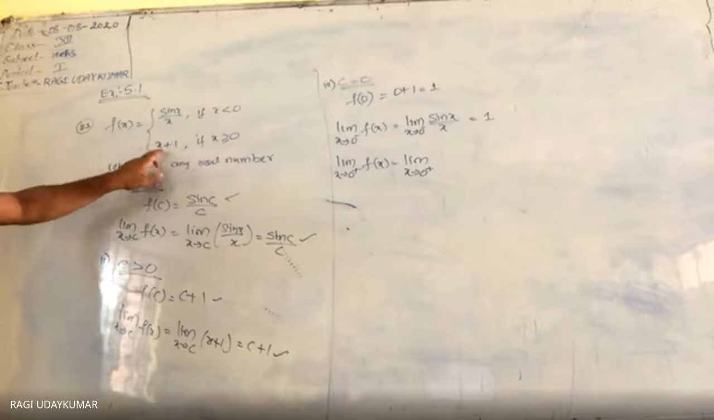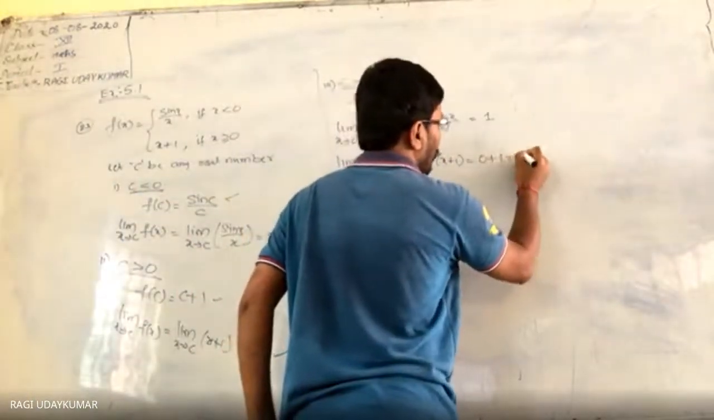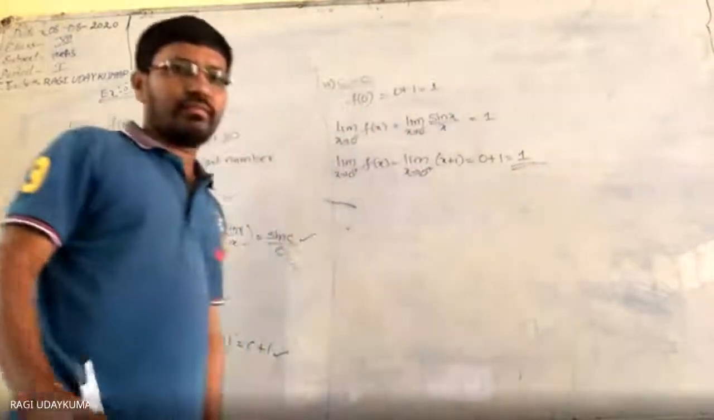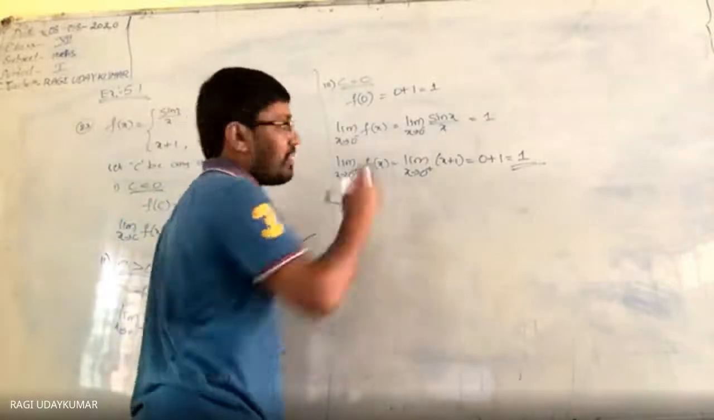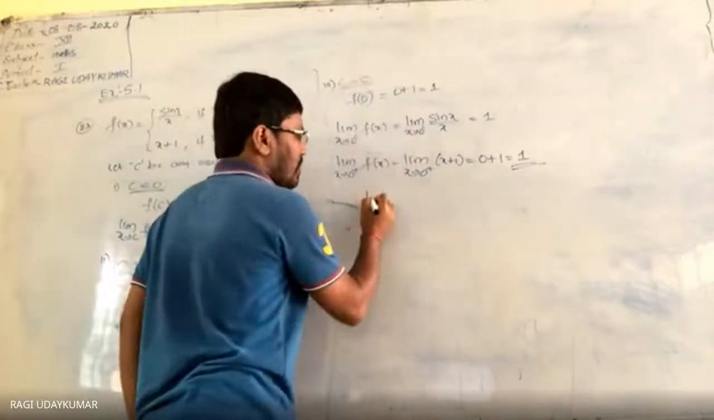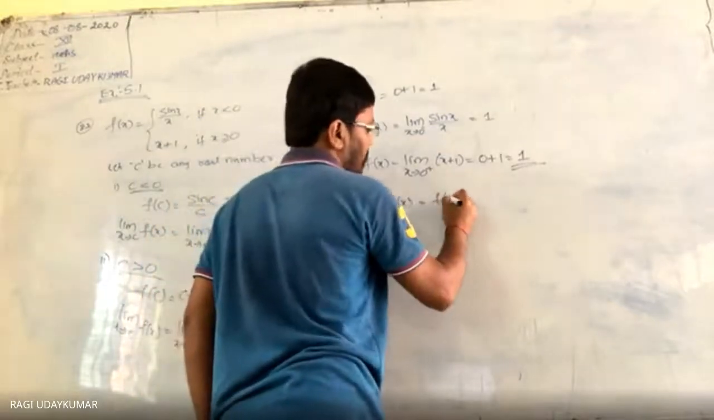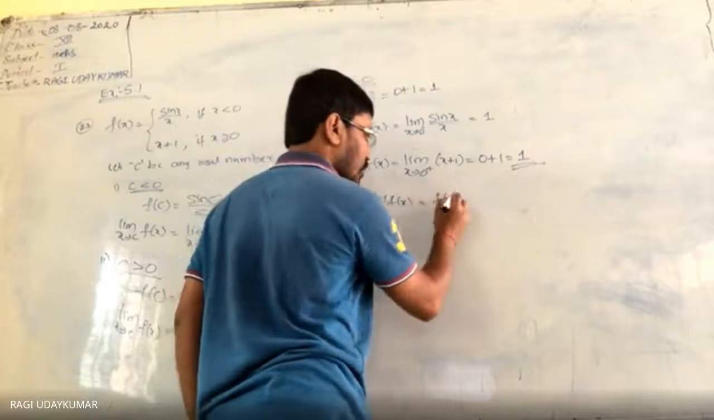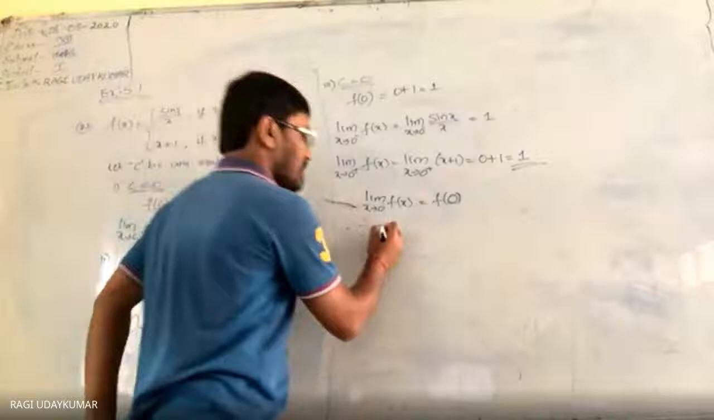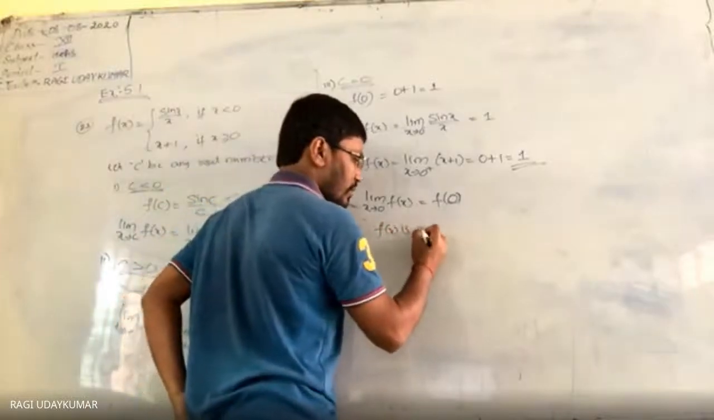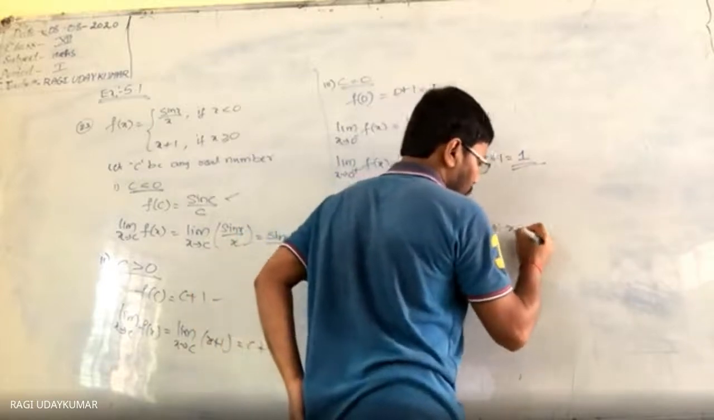Take the function, x plus 1 is given to you. But in this case, again at 0, you have to substitute 0 plus 1, which is equal to 1. So now you get that the left hand limit and right hand limit are both equal to this one. Therefore, limit x tends to 0 of f of x is equal to f of 0. So this function f of x is continuous at x equals 0.